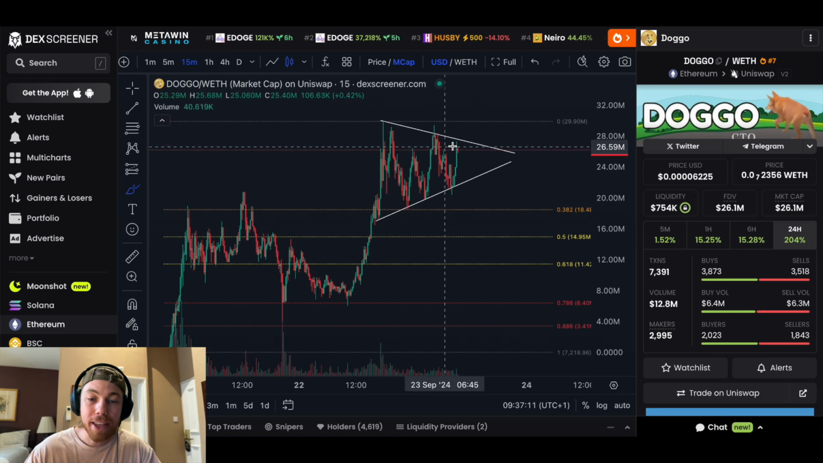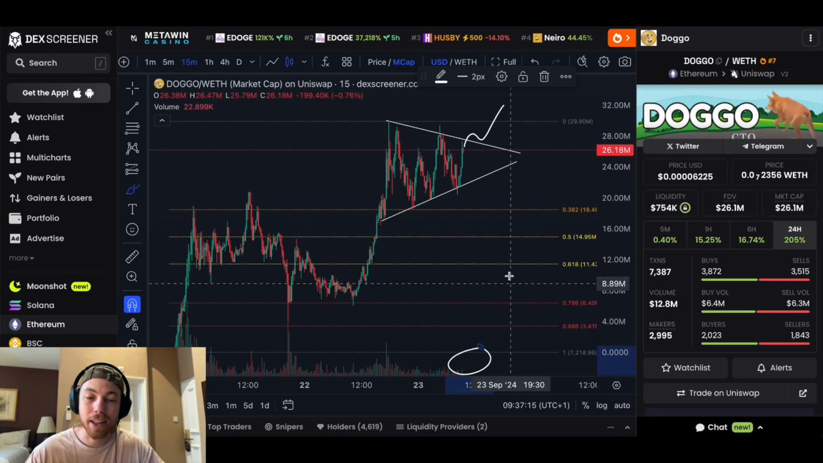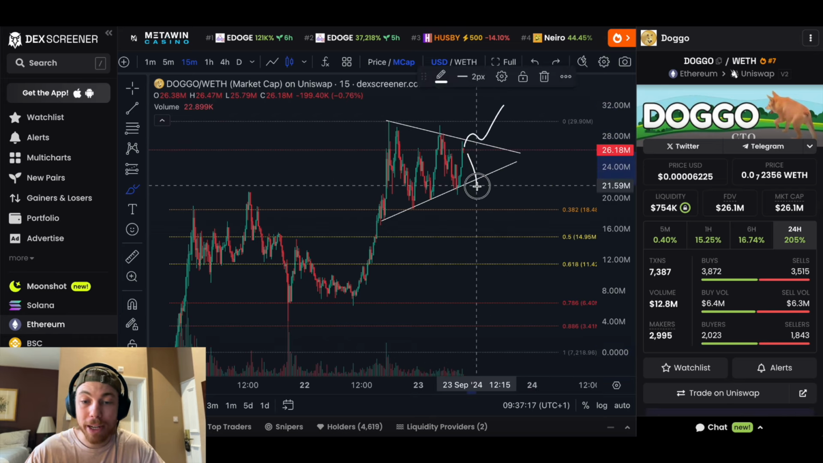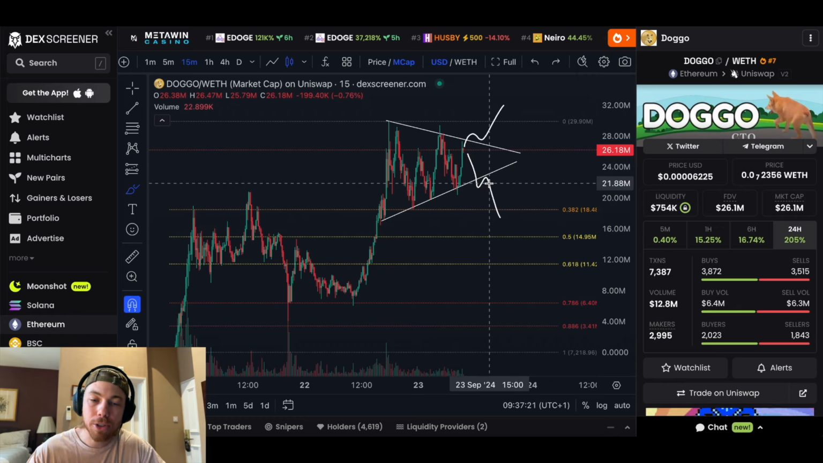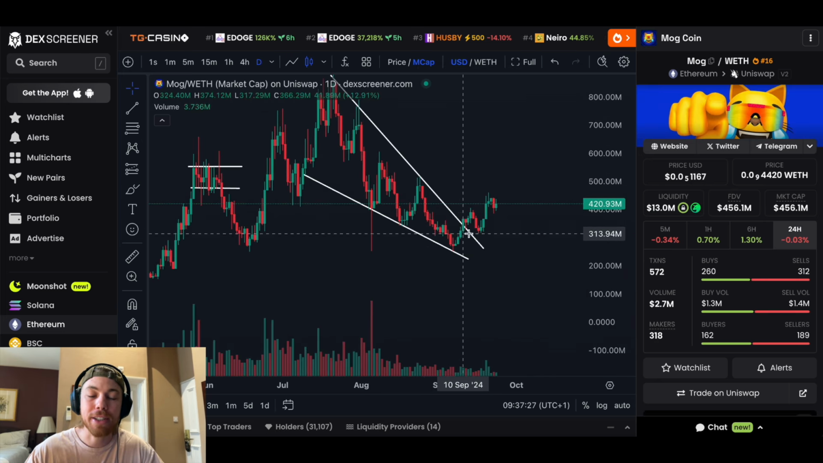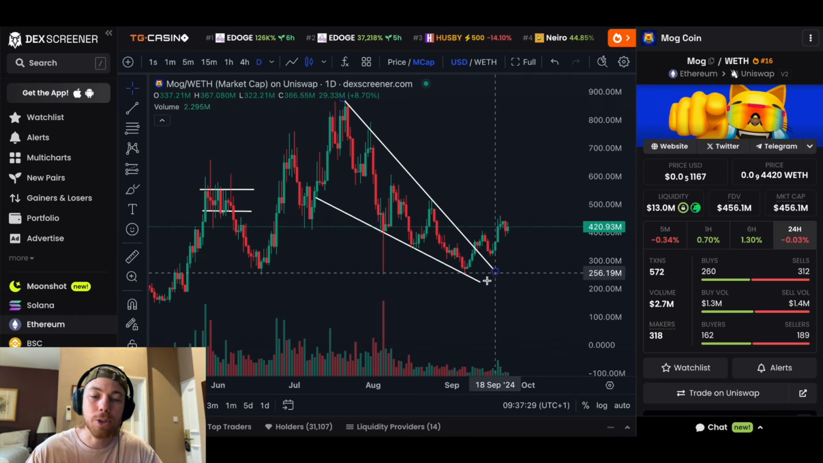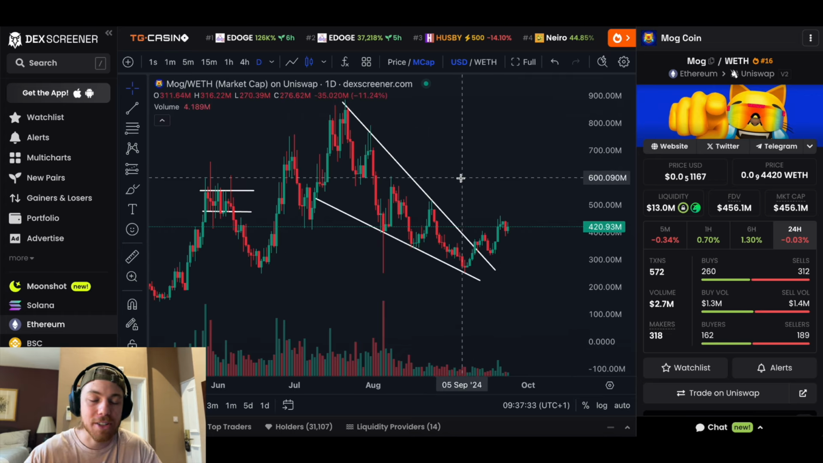So something like this, it could easily break up here if buyers start to step in, if volume is supported down the bottom, but it also could break down here, retest, and then go lower if it would like to do that too. So with symmetrical triangles, you have to trade the breakout. Whereas with the wedge here, I was very much accumulating MOG during this period down here because it was quite oversold, and it looked like it was reaching its peak of this wedge, and it very much has done that.